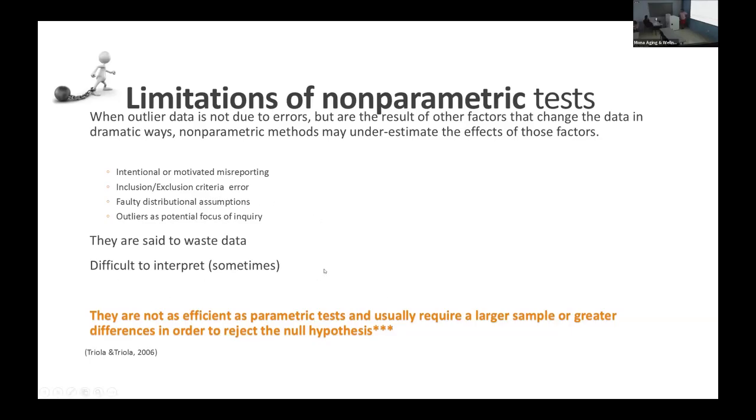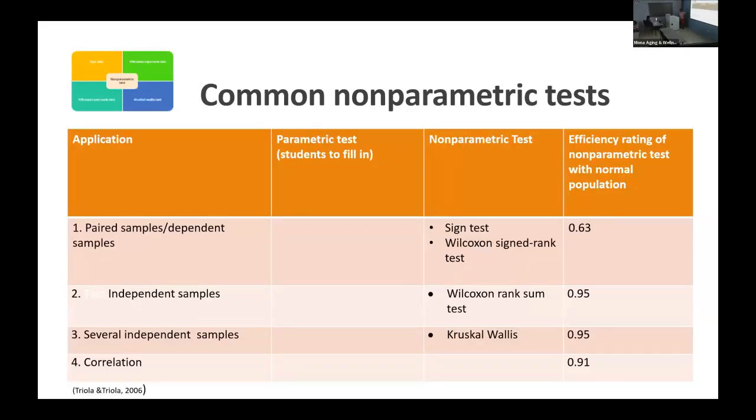So that's why some people say it's very difficult. If you just go and tell somebody about the mean rank of exam grade between male and female is this, they don't know what you're talking about. It's difficult for them to see through it. That's the story. The other thing is that it is said that they are not as efficient as parametric tests, and they usually require a larger sample size or greater differences in order for you to reject the null hypothesis. So that is what he said.